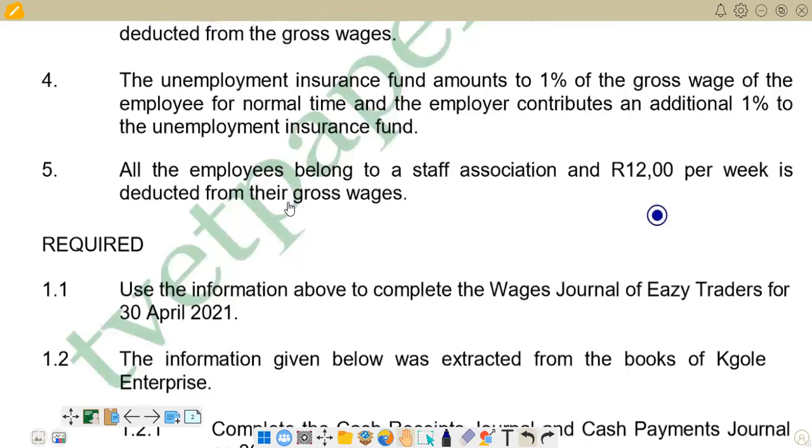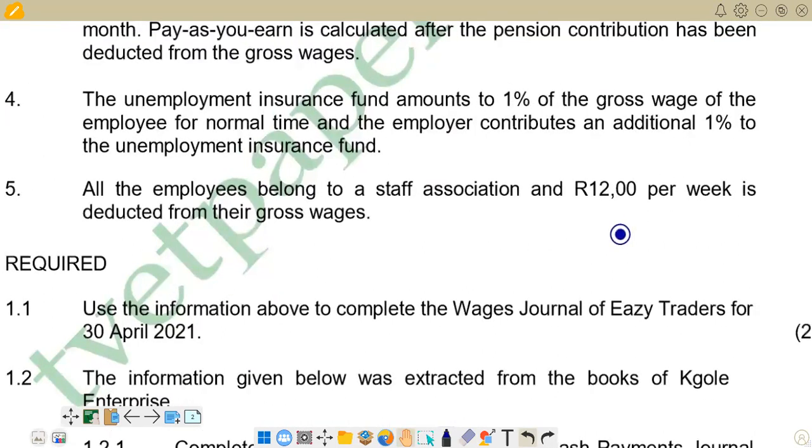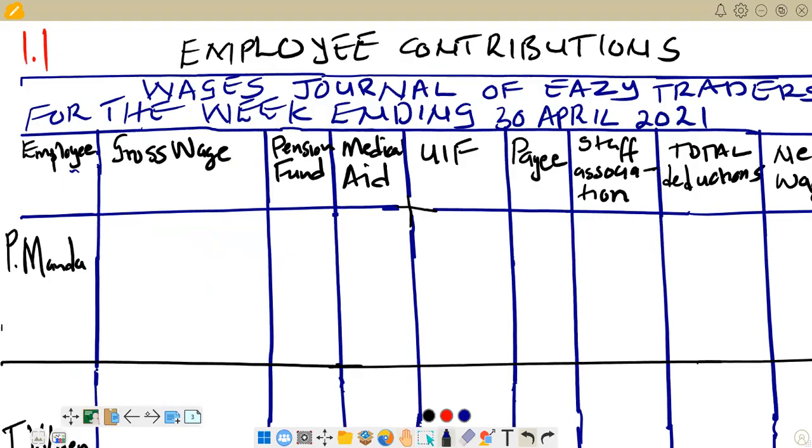Here on the required part, we are just going to look at the first part, which is 1.1. It asks us to use the information above to complete the wages journal for Easy Traders for April 2021. I have prepared our wages journal here, with columns for the employee. We have these 2 employees, and then the columns of the calculation. In the first column, we are going to calculate the gross wage, so that's where we are starting.